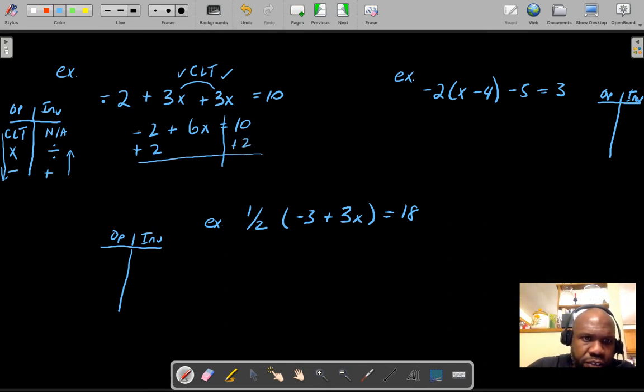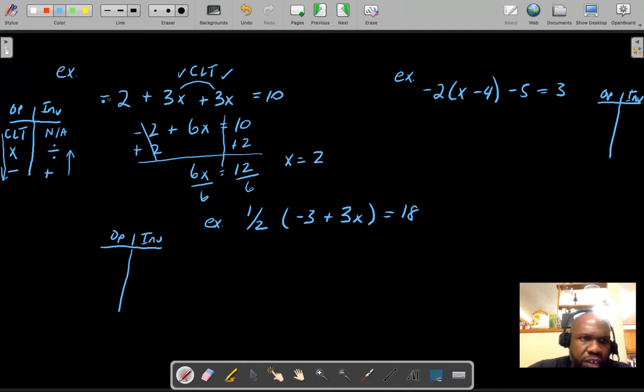So this cancels. That's the first thing we do. So we have 6x equals 12. Now, what's the next step? We have to divide by 6, so I'm going to divide both sides by 6. And that's going to give me x equals 2, and that would be my answer. And that's how we would do it.